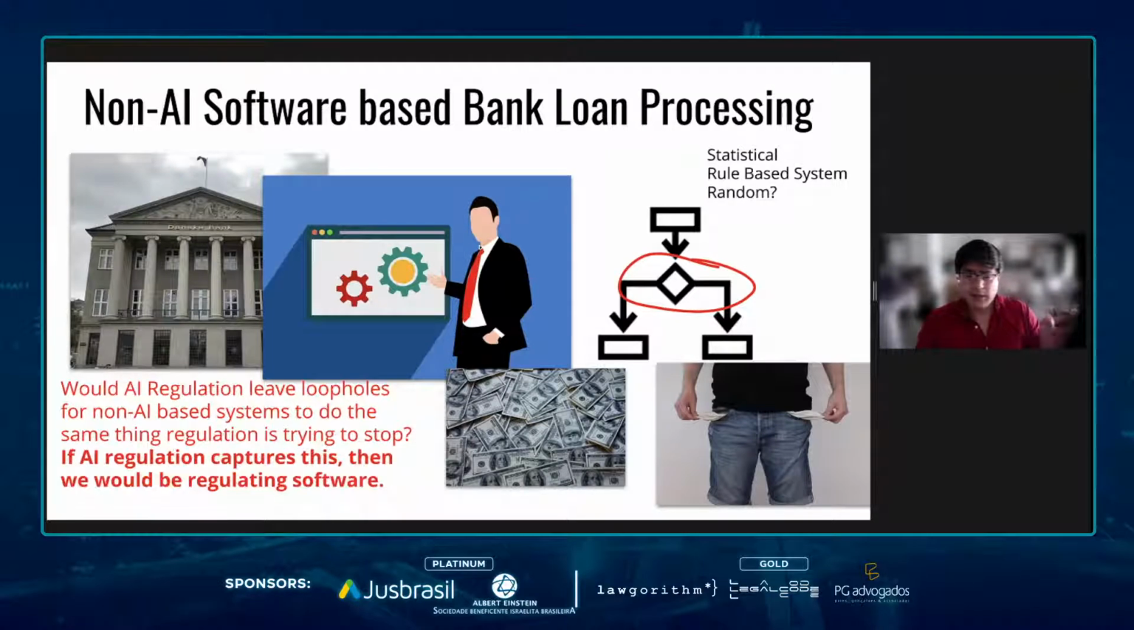And again, like I said, whether it is software or whether it is humans, it is the decision and the principles that we want to look at. Now, if we create AI regulation and it captures non-artificial intelligence software-based decisions into it, we're regulating more than just AI.